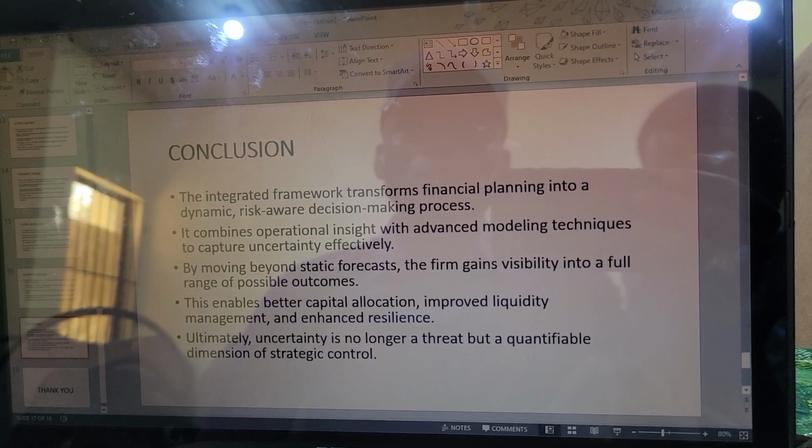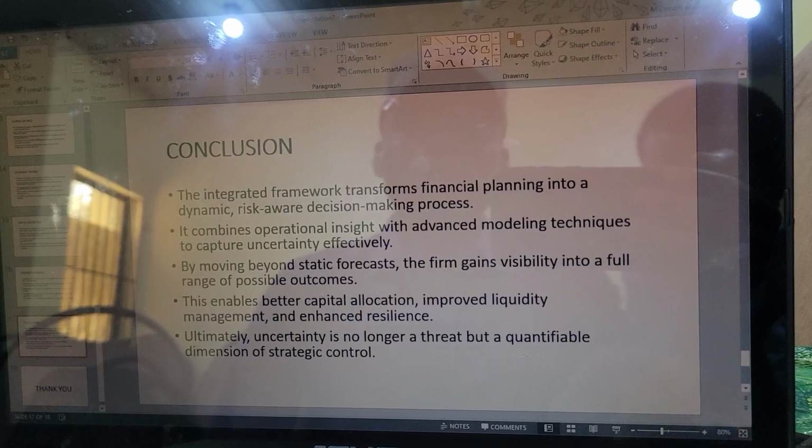Ultimately, uncertainty is no longer a threat but a quantifiable dimension of our strategic control.